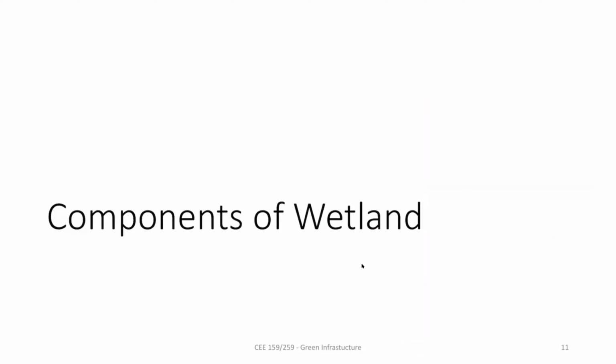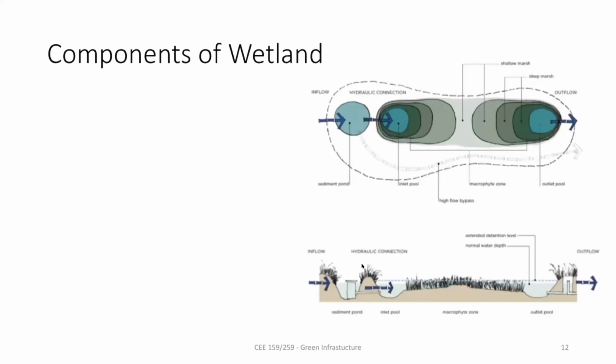All right, so let's see the components of a wetland. As I said, it's very simple. It's basically an extended version of a detention pond. The difference is that a detention pond has more depth and doesn't do any other functions. In a wetland, it's critical to have shallow depth, so that the biomat is going to interact with the water. And you may have a detention pond as a pre-treatment strategy.